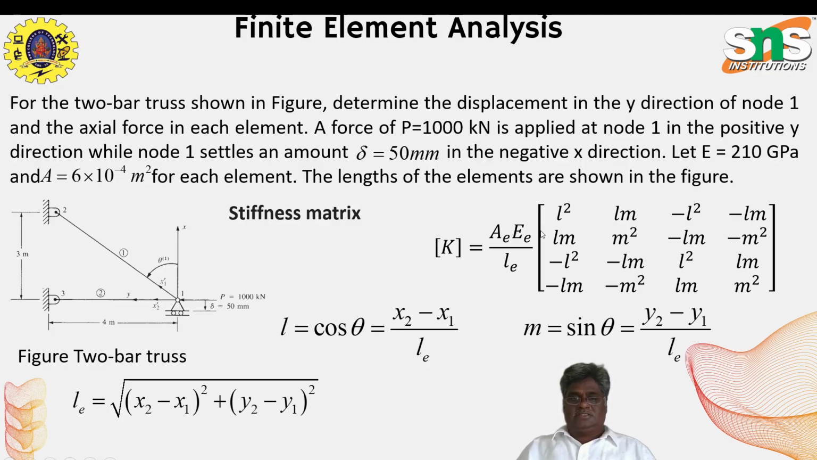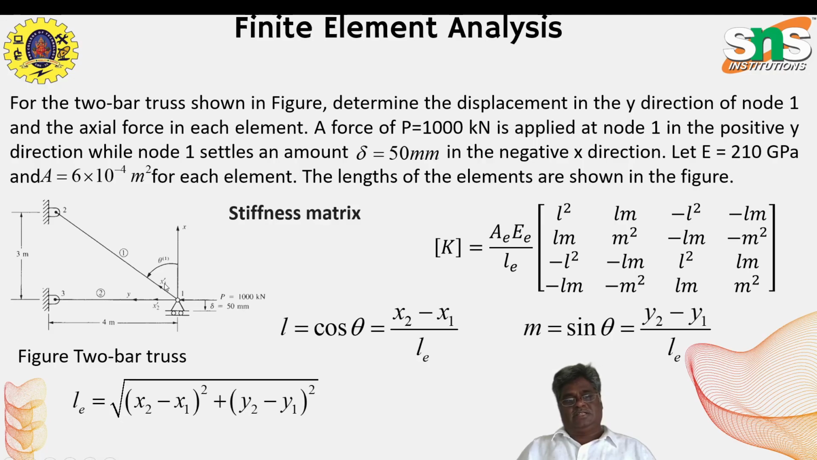The L is based on the coordinate system. Node point 1 is x1, y1, node 2 is x2, y2, and node 3 is x3, y3. So based on this, we can calculate L in two ways.